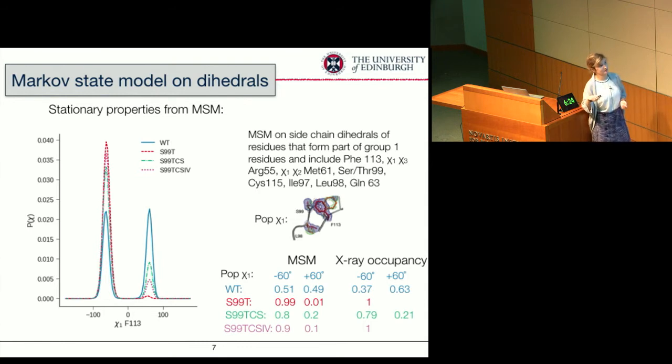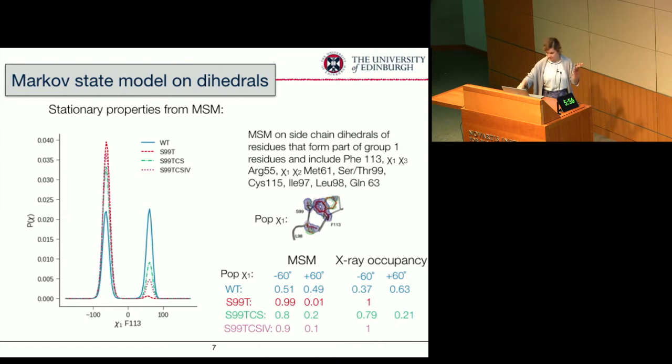First of all, we looked at the populations of these two rotameric states as weighted by the Markov state model, so that we have the -60 state and the +60 state, and compared that to the X-ray occupancy found in the experimental data. The Markov model was constructed on a set of side chains that mainly belong to these group 1 residues.